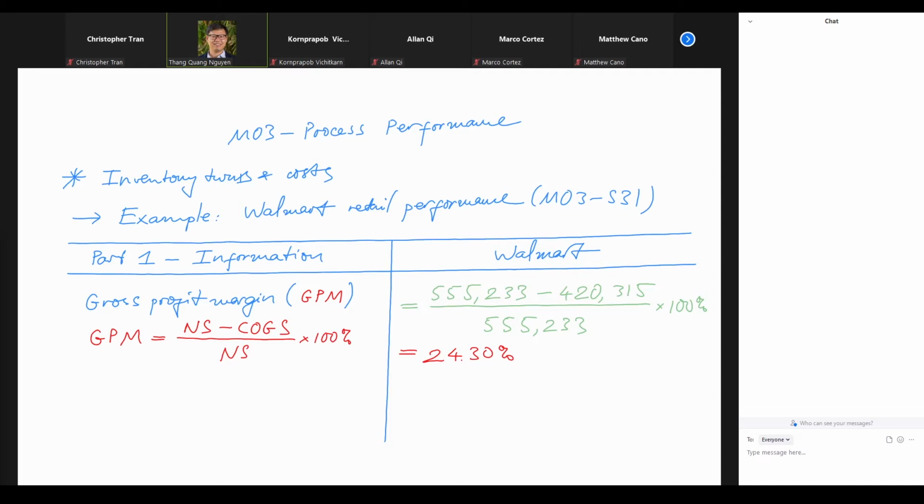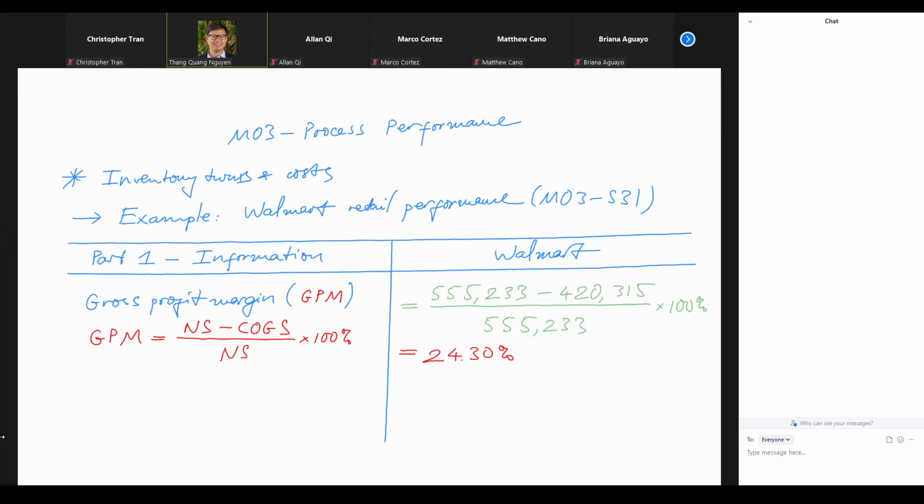Okay, so that's the first next thing that we can do. Actually, if you read Walmart annual reports or the Form 10-K, they also report this number, 24.3% gross profit margin, or sometimes they just call that a margin. But actually we can calculate the number on our own. So it should be the same as what they report in their book. They also use the same equation to calculate it.